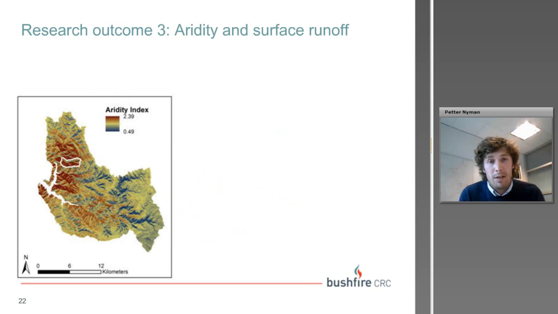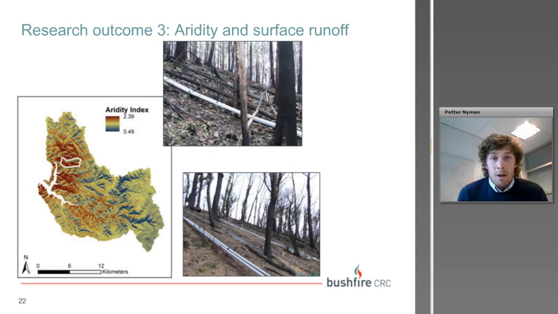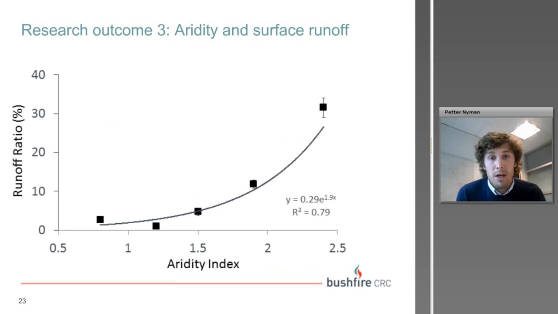Next, we were interested in understanding how landscapes vary in terms of their sensitivity to fire. And we used aridity as a measure of sensitivity because aridity affects the soil. So for drier environments, you tend to see poorer soil formation, soil development, more rocky, more gravelly soils, and therefore more surface runoff after fire. In wetter environments, the soils are more productive and we tend to have much more infiltration, which reduces the potential for post-fire erosion.